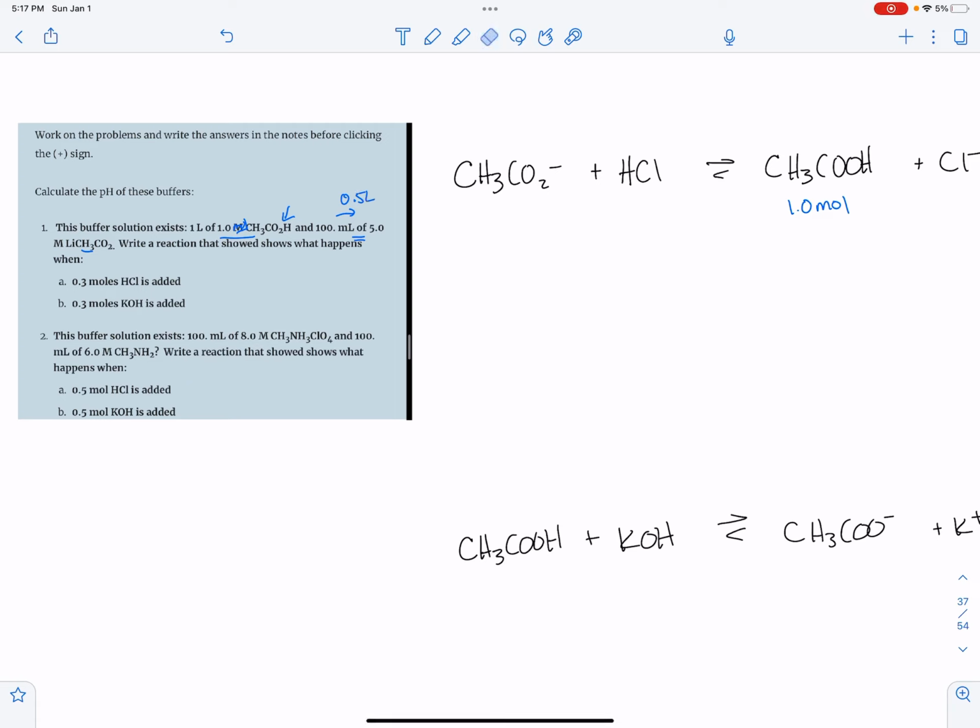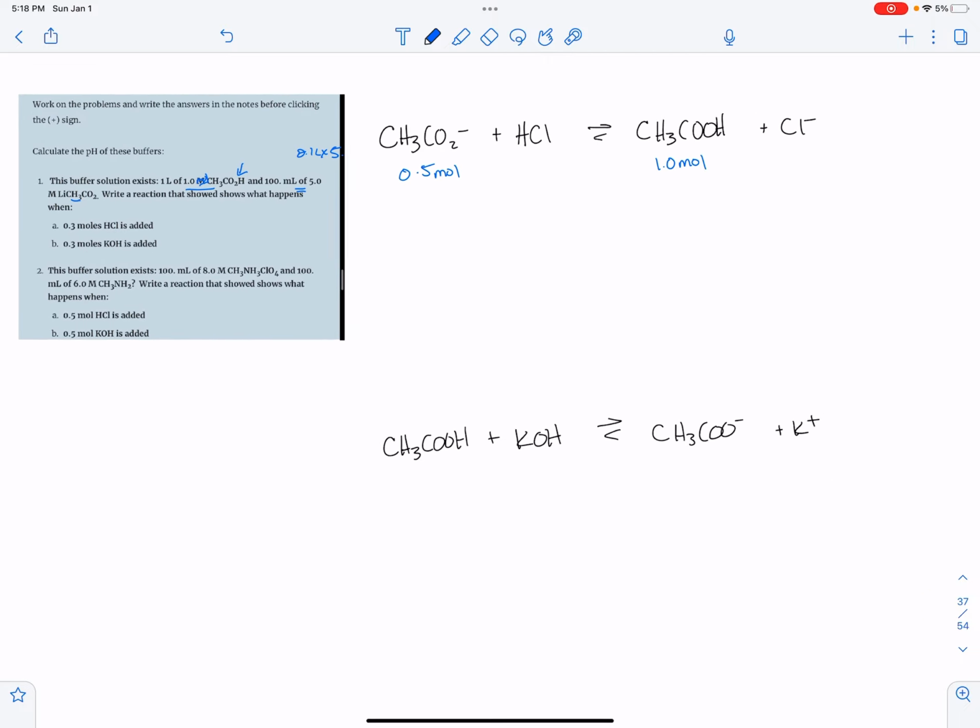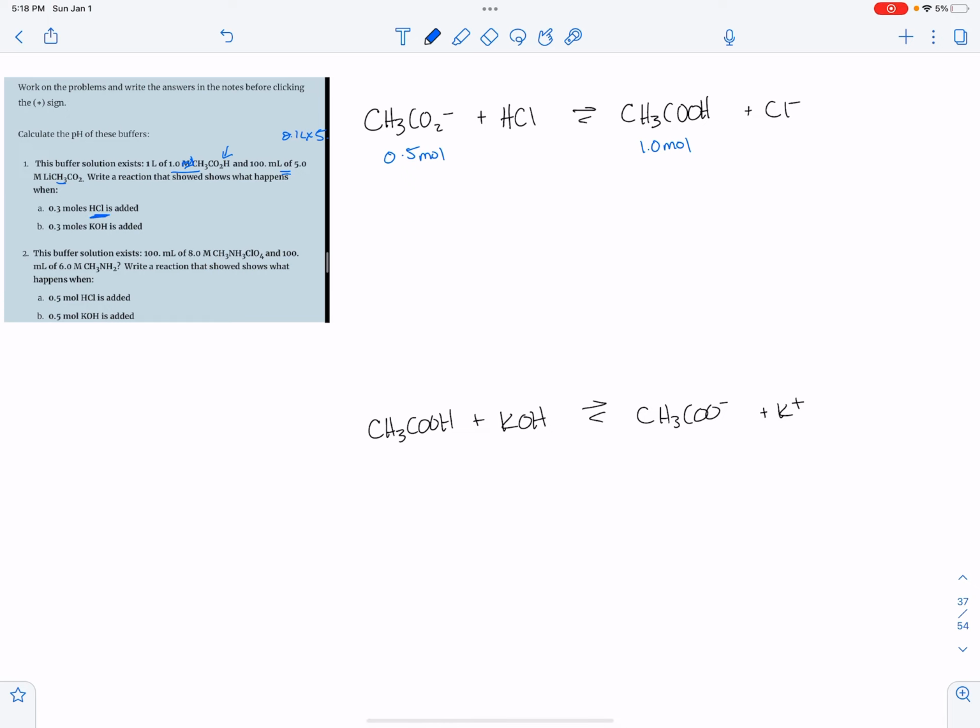I'm sorry, I did the math in my head too fast. I had 0.1 liters times 5, which is 0.5 moles of this one. All right, so that's the scenario that I've got, and that already is existing. And I already wrote down these reactions because you figured that out last time.